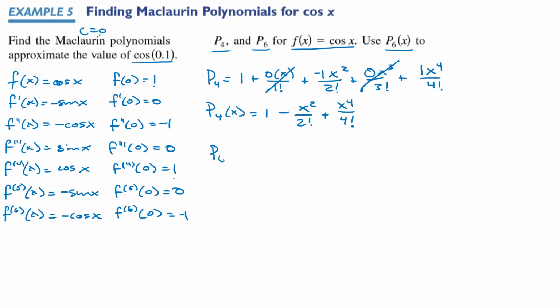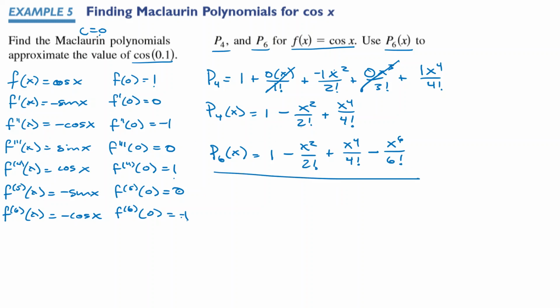So if we just recognize the pattern, p sub 6 should be 1 minus x squared over 2 factorial plus x to the fourth over 4 factorial, and this was plus, so the next one should be minus x to the sixth over 6 factorial. And yeah, that's what we get. 0 for the x to the fifth term. There's a minus 1. So it'd be minus x to the 6 over 6 factorial. So there's p sub 6 right there. And we want to use that to approximate cosine of 0.1.